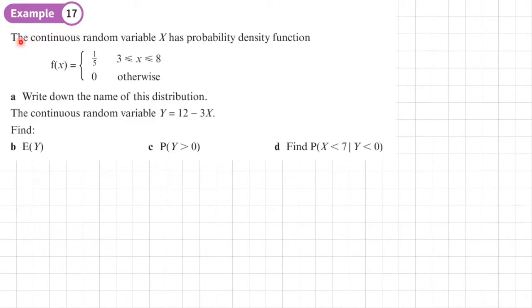Example 17. The continuous random variable x has probability density function given here. In part A, what we need to do is write down the name of this distribution. Well, we have a uniform probability over this width, these values of x. So we call this a continuous uniform, or it could be rectangular distribution.